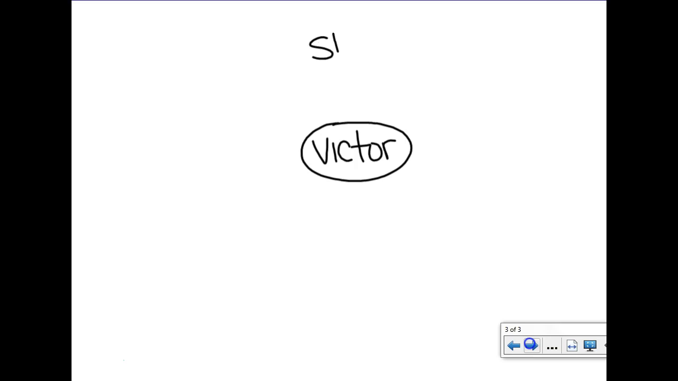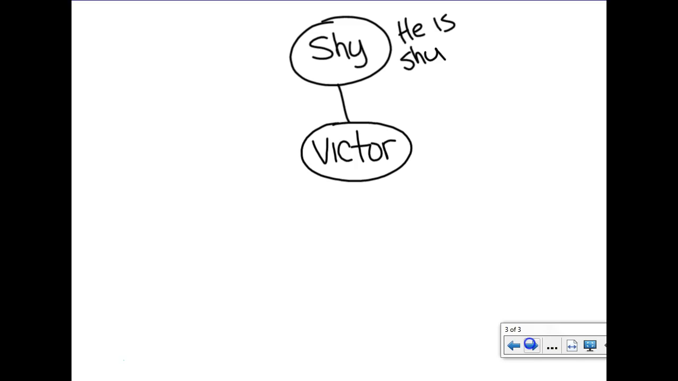For the story 7th grade, you're specifically going to describe the character of Victor. So his name goes in the center bubble and you draw around it. One of the adjectives I can use to describe Victor is shy. So I can put that as my first adjective. And then I have to explain, how do I know Victor is shy? Well, he is shy because he blushes around Teresa.